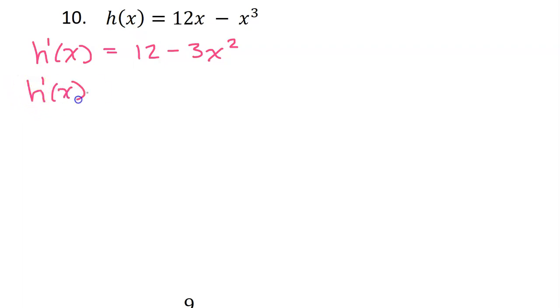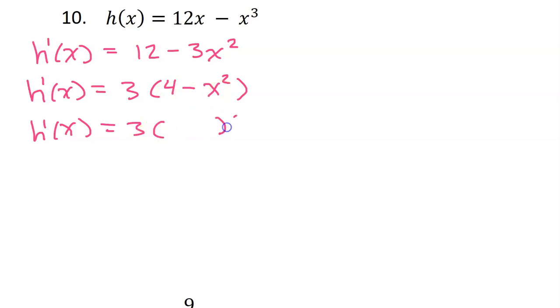Those will be easier to find if we write this derivative in factored form. I'm noticing that we have a common factor of 3. So let's take 3 outside the parentheses, and that will leave 4 minus x squared. Now I'm noticing that we have the difference of two squares. 4 minus x squared can be further factored as 2 plus x times 2 minus x. Now let's find those critical numbers.